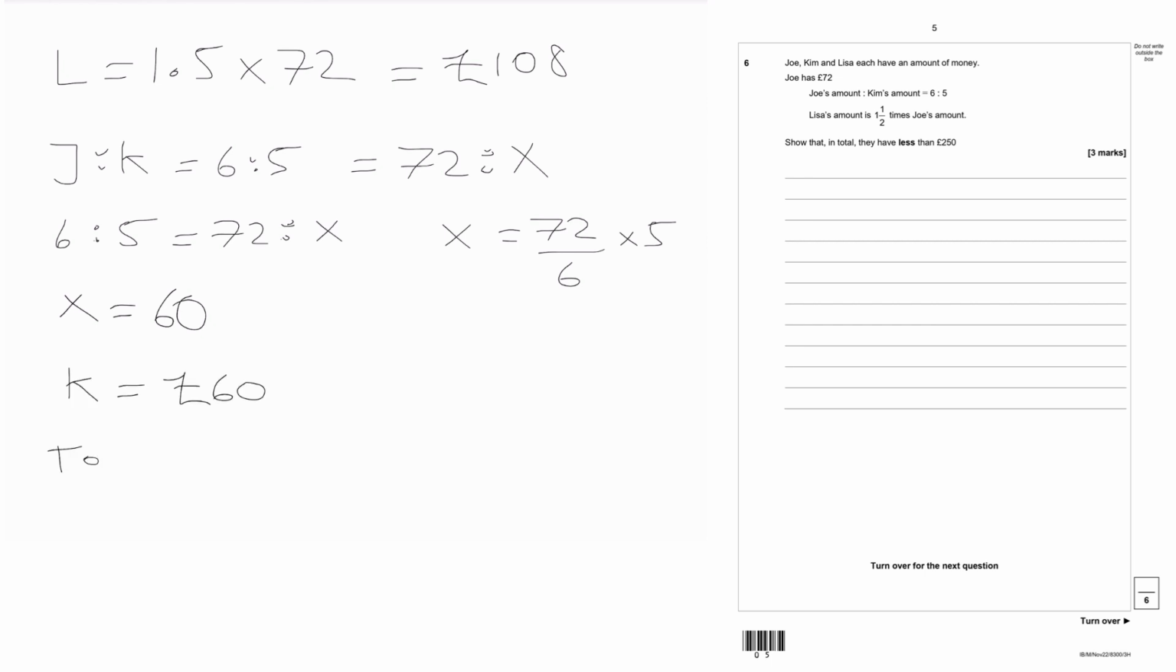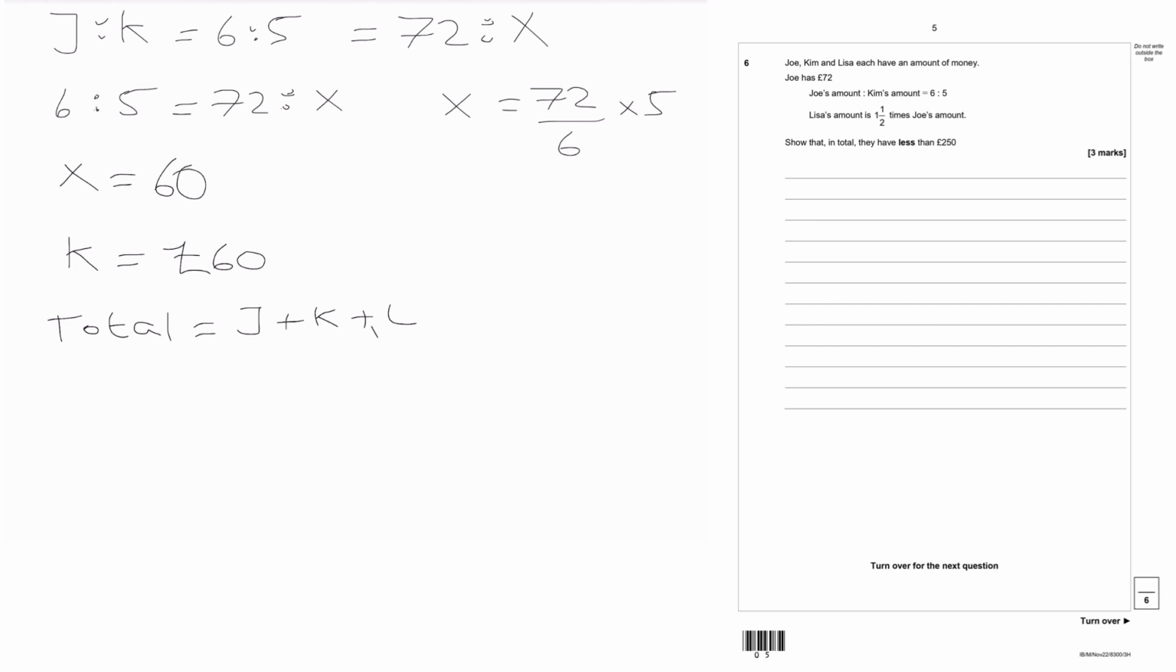So the total is J plus K plus L, and this equals £72 plus £60 plus £108. And this added up gives us £240, which is less than £250.